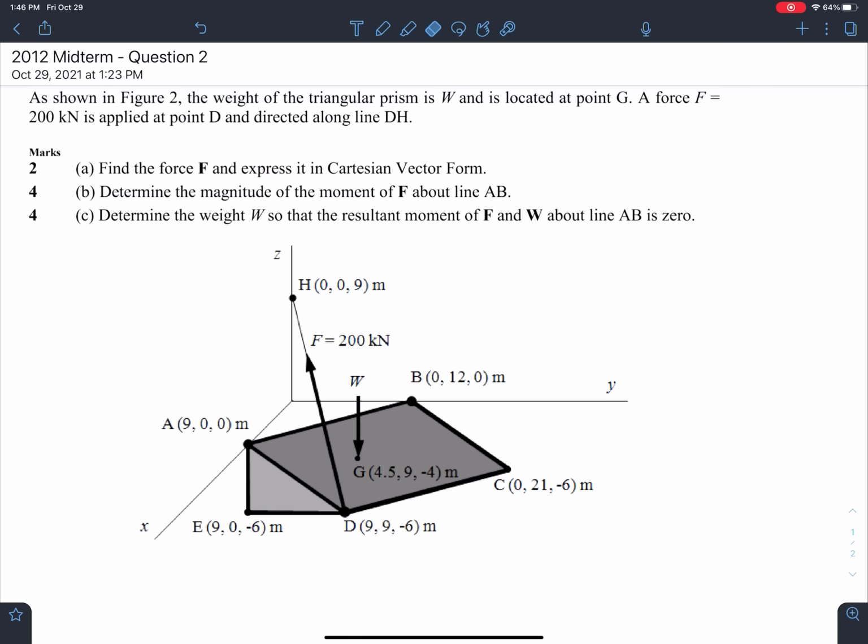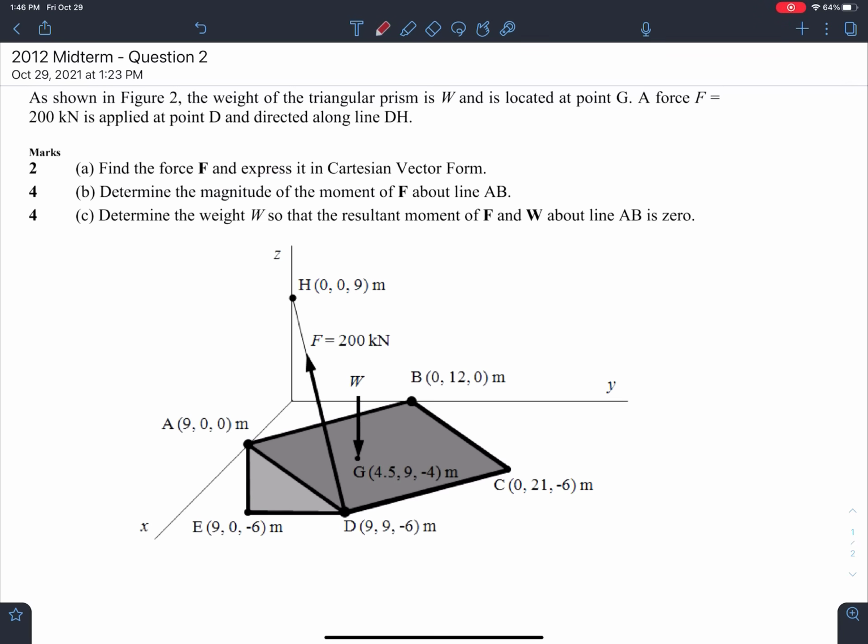So this is actually not too bad of an example, but it emphasizes something that I find most students have a lot of trouble with. So we're going to cover it. The question itself says, as shown in figure 2, which is the only figure that you're going to see, the weight of the triangular prism is W and is located at point G. So basically the center of mass is at point G. It says a force F of 200 kilonewtons is applied at point D and is directed along the line DH.